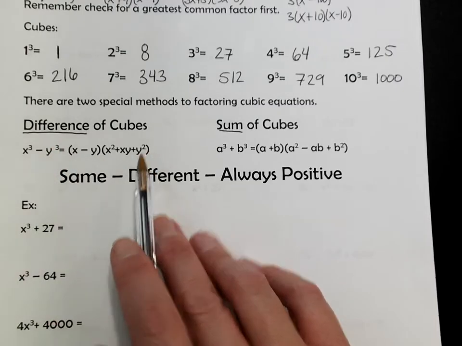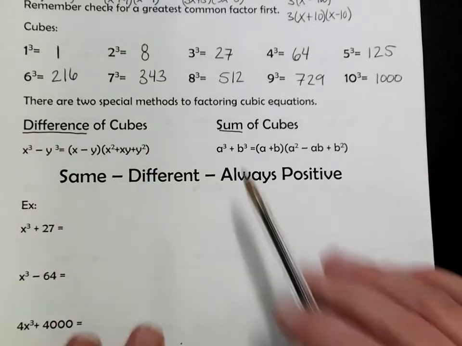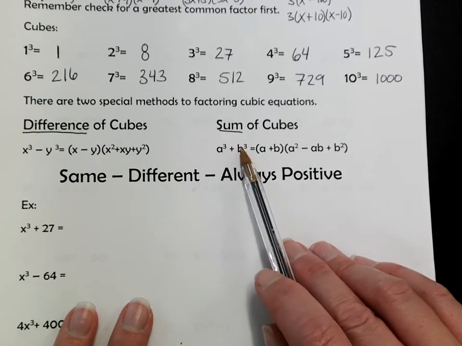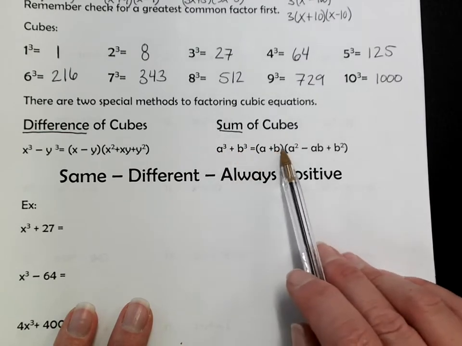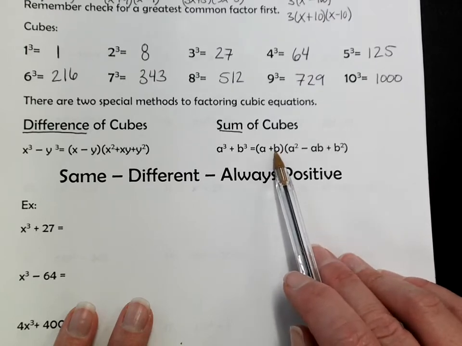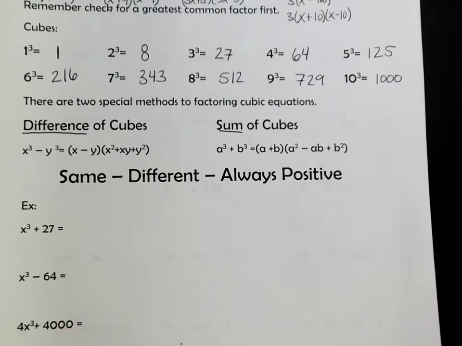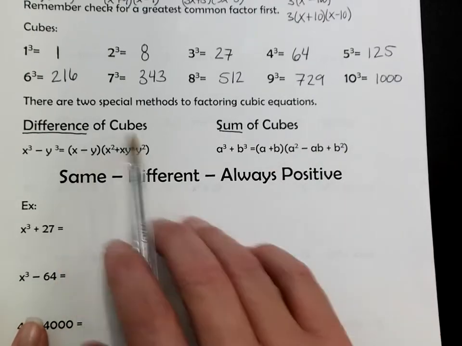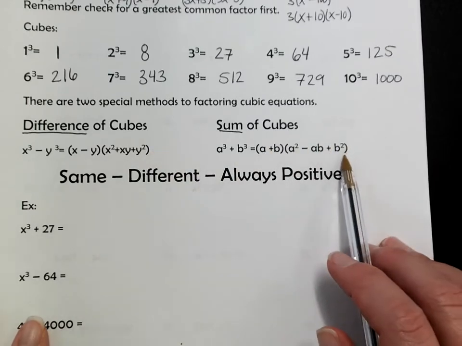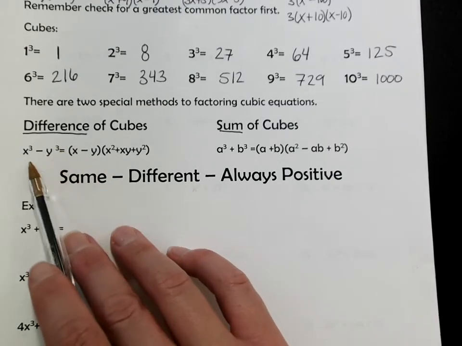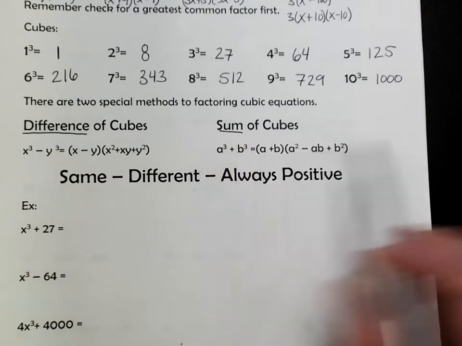So the sum rule is pretty similar. Again, this has a plus sign in the middle. It's something cubed plus something cubed. So again, take the cube root to decide what goes here. The sign stays the same. You square the first one, you multiply them together, and you change the sign, and then you square the last one. If you FOILed this completely back out, or distributed it back out, those middle terms would cancel out, and that's how you would end up with something just like this, where it just has these two terms left.